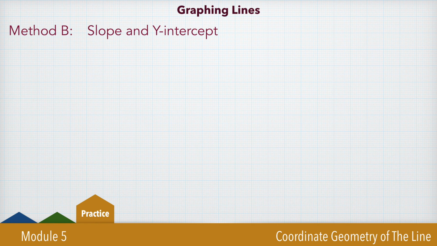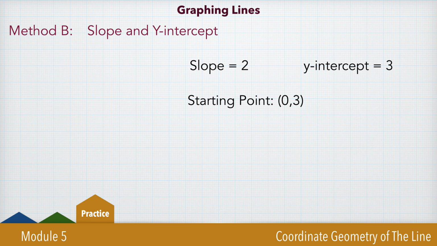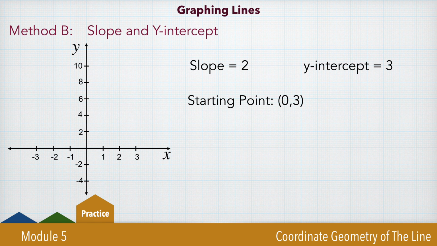Method B uses the slope and the y-intercept of the line. From the equation, we can see that the m value, the slope, is 2, and that the c value, the y-intercept, is 3. We start by using the y-intercept and plot this point 0, 3.